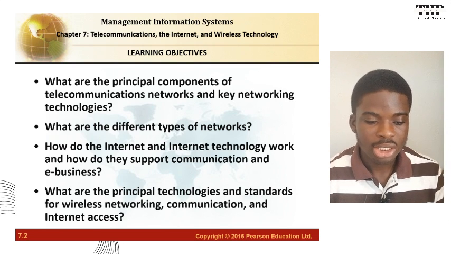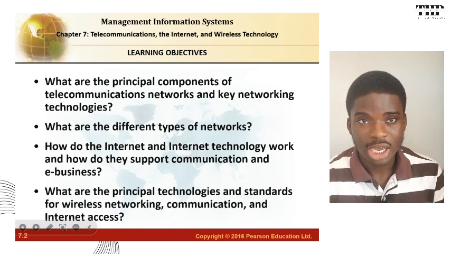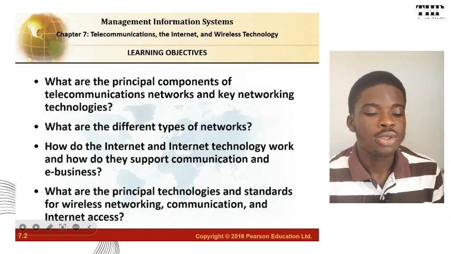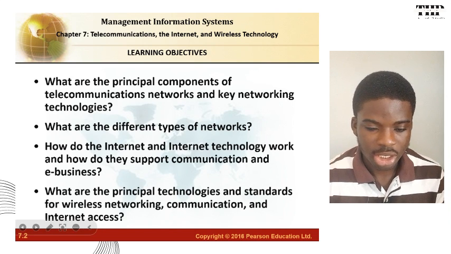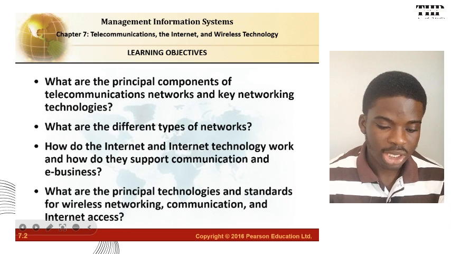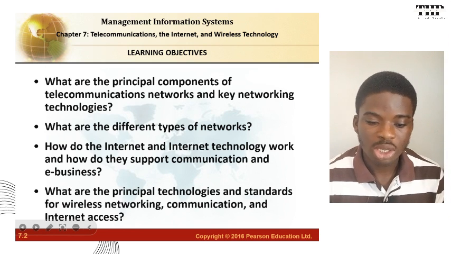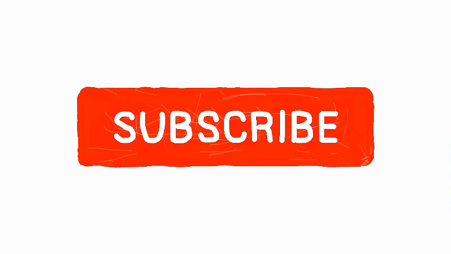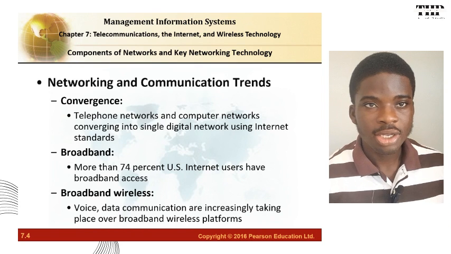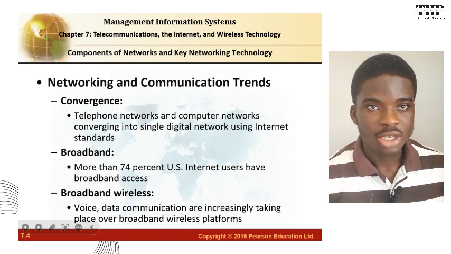Once again, this chapter is about telecommunications, the internet, and wireless technology, right? So the first objective, the second will fall under telecommunications, the third will fall under the internet, then the fourth is about wireless technology, right? So let's begin. The components of networks and key networking technology, right?